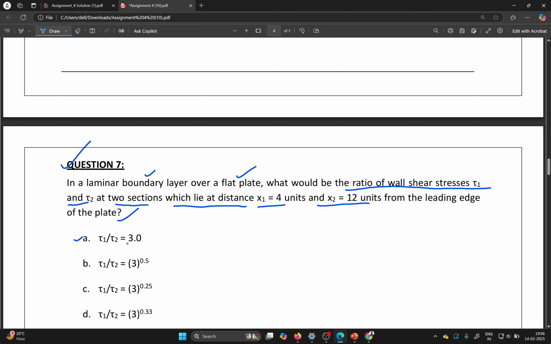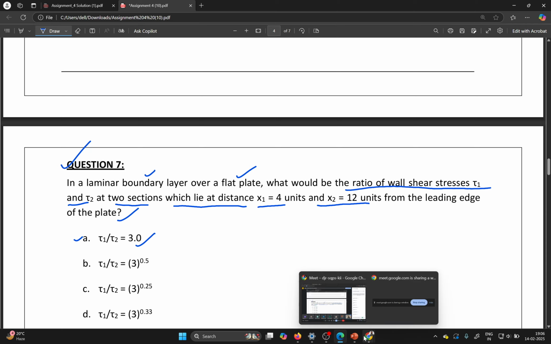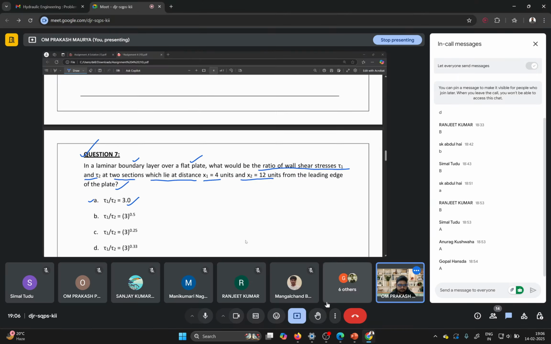Option A, tau 1 by tau 2 equal to 3. Option B, tau 1 by tau 2 equal to 3 raised to 0.5. Option C, tau 1 by tau 2 is equal to 3 raised to 0.25. And option D, tau 1 by tau 2 is equal to 3 raised to 0.33. Everyone please try to calculate for question number 7. You have 5 minutes. After that I'll discuss.